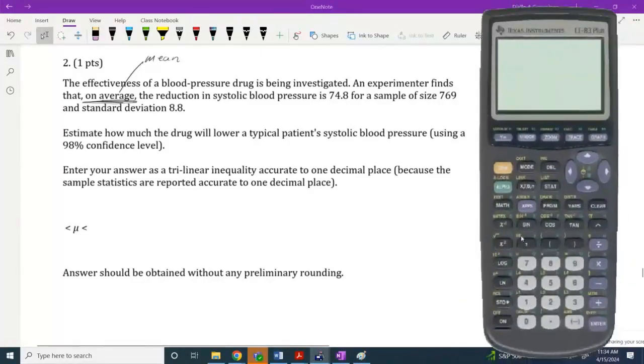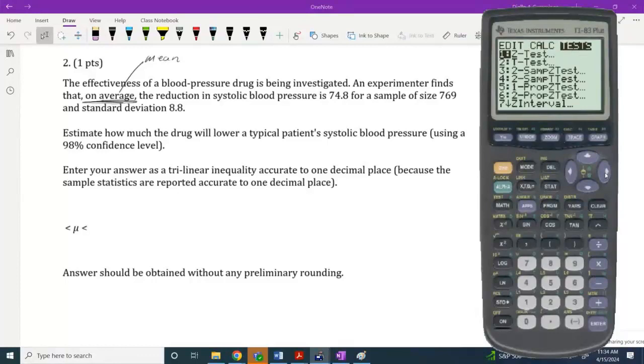So for this problem, okay, I'm going to go back to the beginning. I'm going to go into stat. I'm going to scroll over to test. I'm going to scroll down to T interval. Right. The reason why we're using a T interval versus a Z interval, first of all, we're talking about a mean. Second off, we are given the standard deviation of the sample, which means that the standard deviation of the population is unknown.